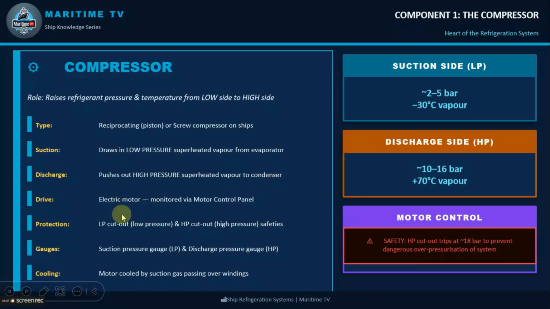This compressor is driven by an electric motor monitored through a motor control panel. Also, this compressor is protected by an LP cutout for low pressure and an HP cutout for high pressure. Also, this compressor is fitted with gauges, the suction pressure gauge and the discharge pressure gauge. Discharge for high pressure and suction for low pressure. Also, the motor is cooled by suction gas passing over the windings.